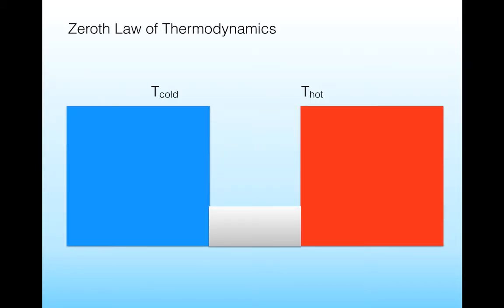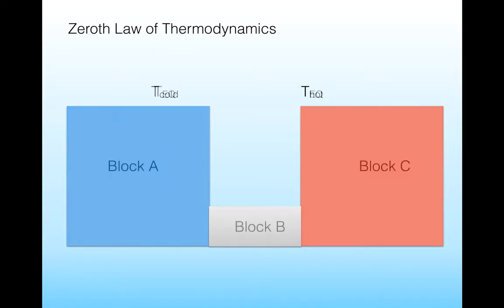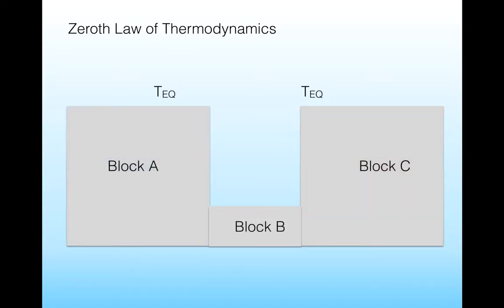Now let's say we have the same two blocks of material and then we have a third block in between them to help them make thermal contact. Well, we can do the same type of process with this third block in between. Indeed, all of the blocks will come to the same final temperature, this T_EQ.